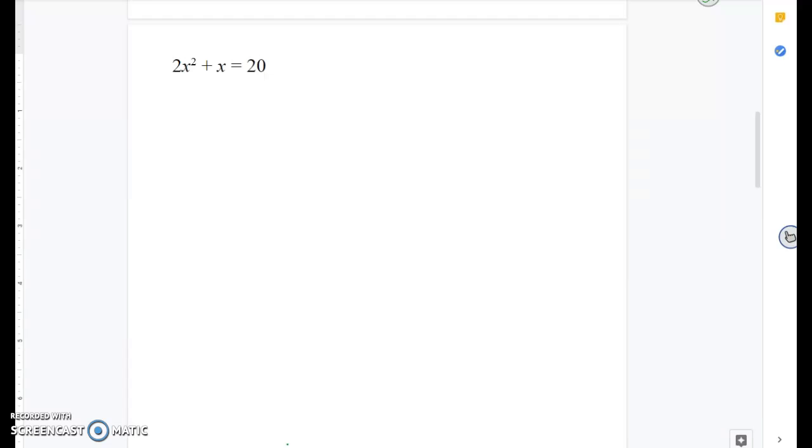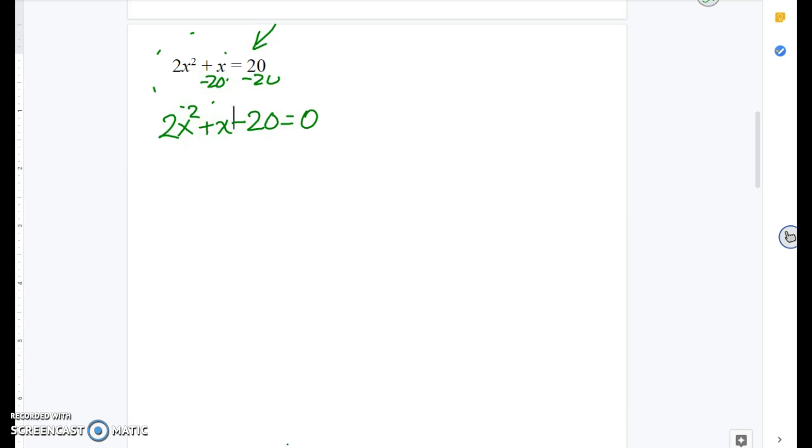Okay, this one's just a touch different in that we do not have it equal to 0. And if you remember, our standard form has to be equal to 0. So I need to subtract 20 from both sides. I do not have a common constant over here to combine it with, so I am going to subtract it anyway. 2x squared plus x minus 20 equals 0.